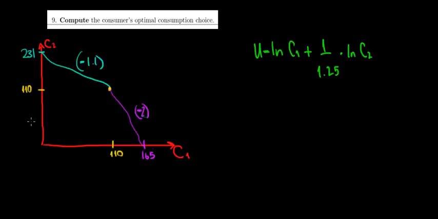Let's have a look at question 9 now. So we have to compute the optimal consumption choice. I plotted here the graph again that we drew in the previous video, and also the utility function. Now what is the property that we're looking for?